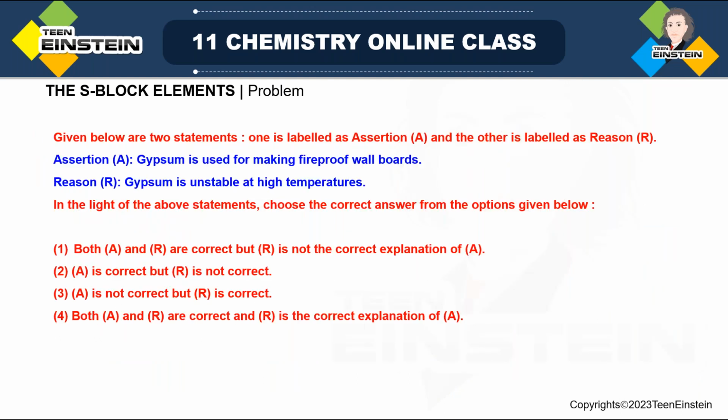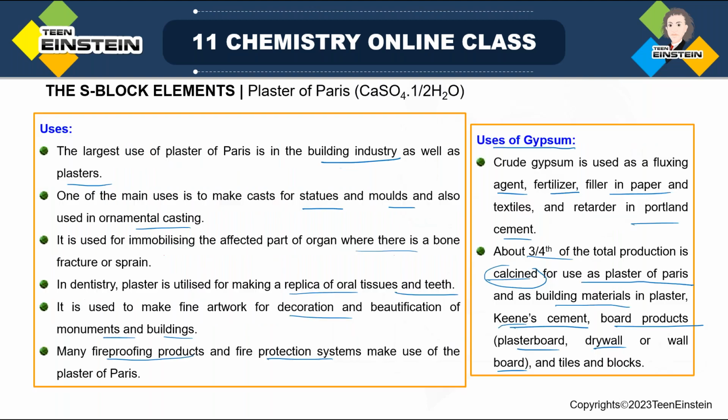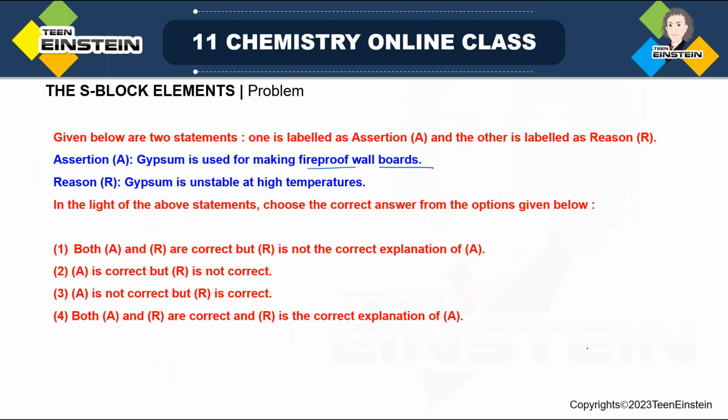So now we have this problem which is related to gypsum. Two statements we have, assertion and reason. The assertion says that gypsum is used for making fireproof wall board. In the last slide you have seen board product, which is the overall term we used, and under this board product it is mentioned: plaster board, drywall, wall board, anything. So this statement is actually true. We have seen it in the application part.